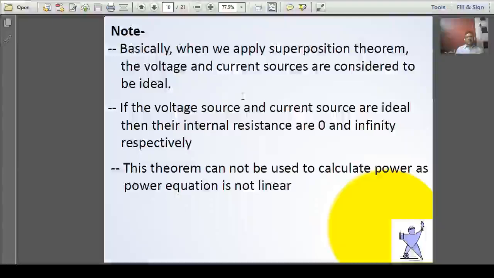What happens when we consider ideal voltage sources and ideal current sources? When the voltage sources are considered ideal, their internal resistance will be 0, and when the current sources are considered ideal, their internal resistance will be infinity. One more important thing about the superposition theorem is that we can apply it to calculate voltage and current, but in the same manner we cannot apply it to calculate power. As we know, the power equation is not linear, and the superposition theorem can be applied only to a linear circuit.